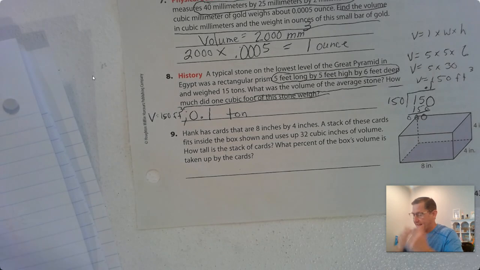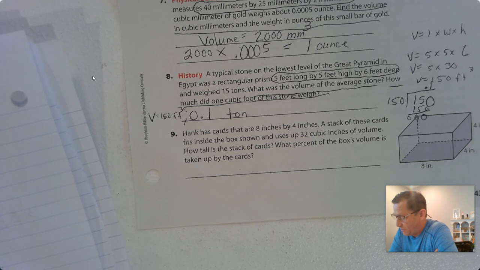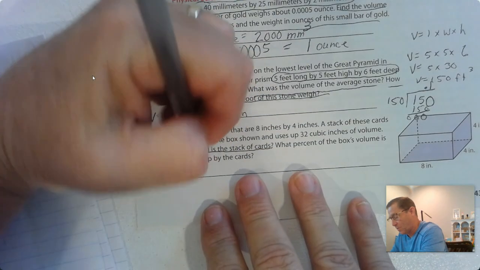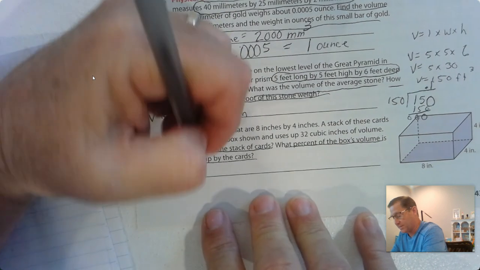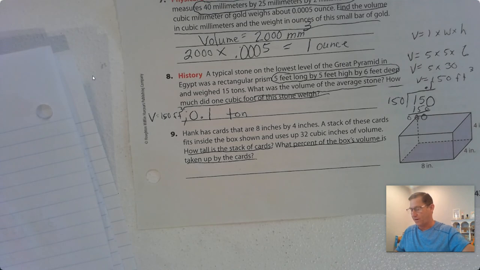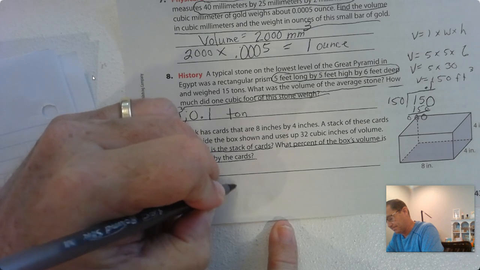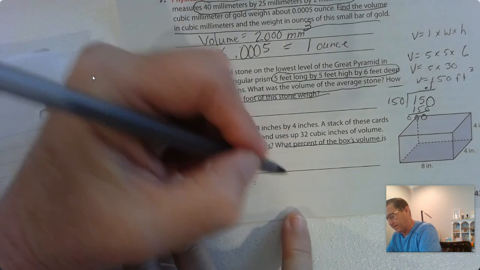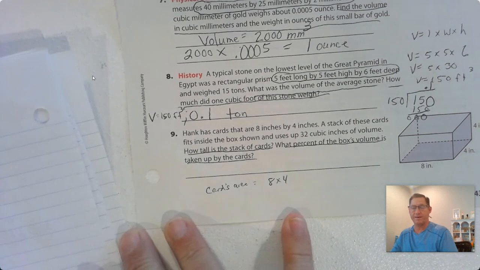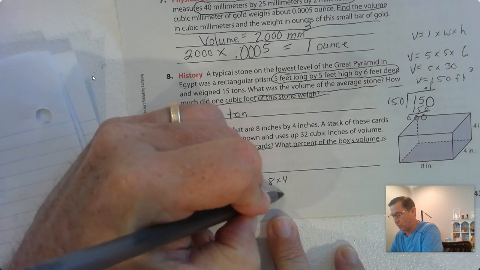Hank has cards that are 8 inches by 4 inches. A stack of these cards fits inside the box shown and uses up 32 cubic inches of volume. How tall is the stack of cards? What percent of the box's volume is taken up by cards? So we know that the cards' area equals 8 times 4, right? Length times width. So they take up 32 square inches.